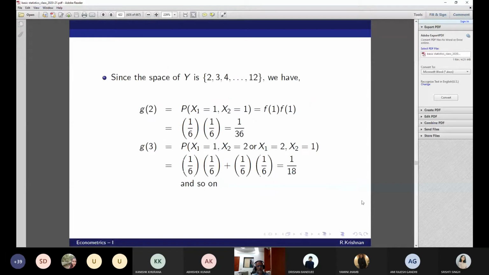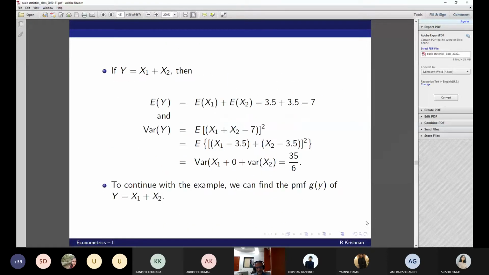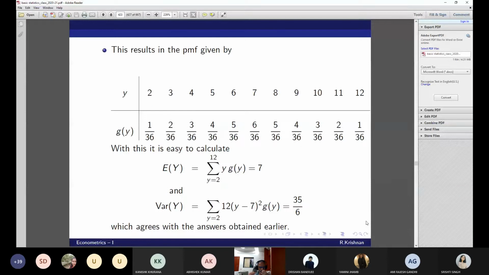It's like this. The space of y is 2, 3, 4 up to 12, because x1 plus x2. We have g2 equal to 1/36, g3 equal to 1/18, and so on. Suppose we make a list of all these PMFs, you'll get this. The resulting PMF is given for Y. It's very easy to calculate expected value of Y and the variance of Y, which agrees with the answers obtained earlier. That is, expected value of Y is equal to 7 and variance is 35/6. It can also be calculated from the PMF.